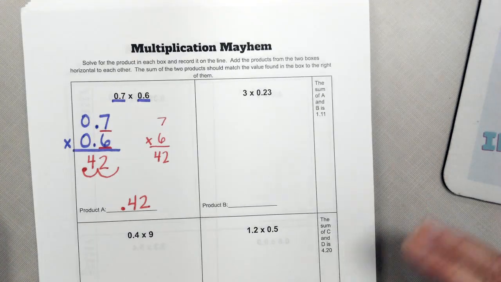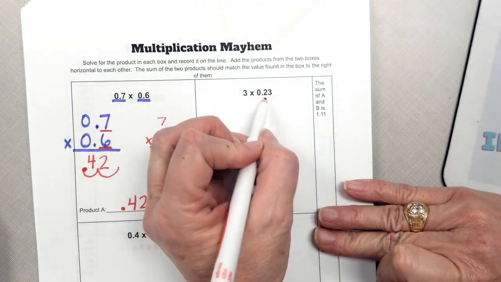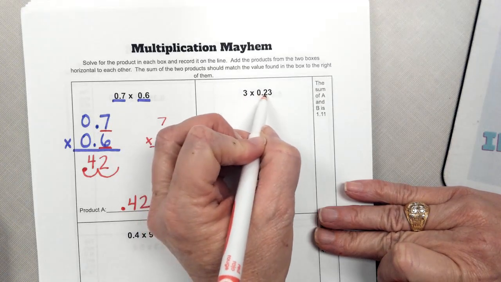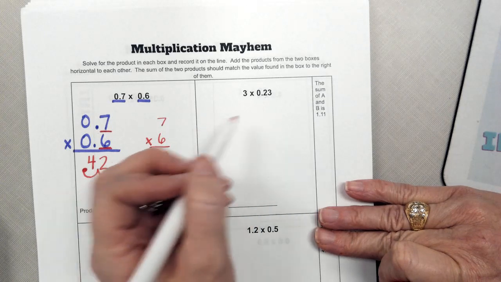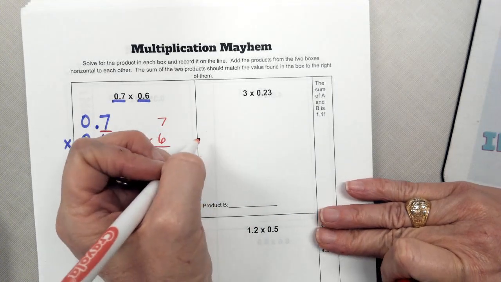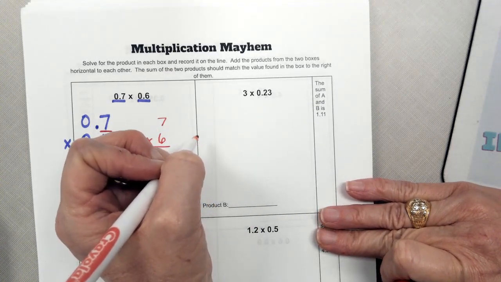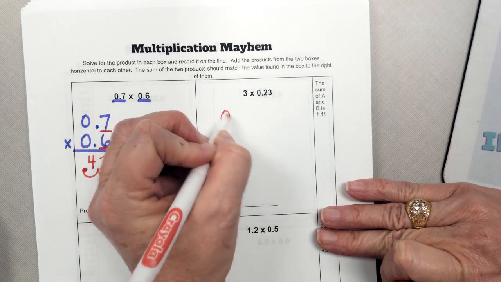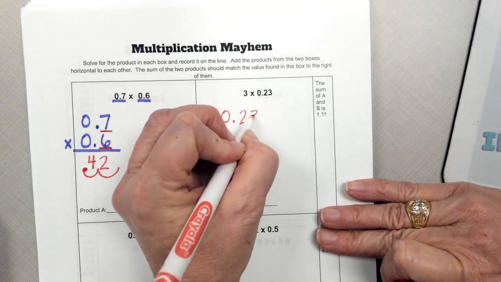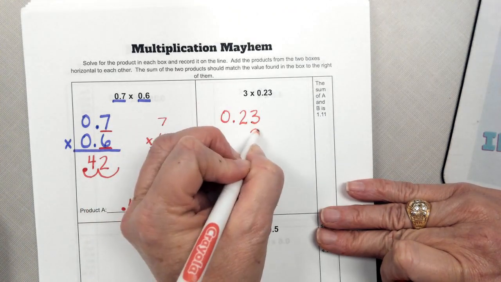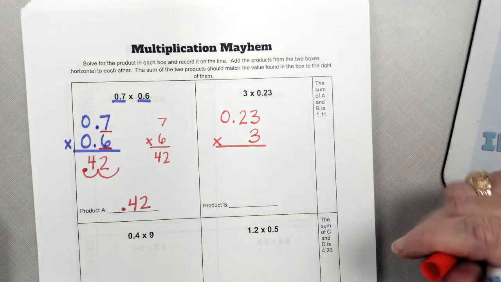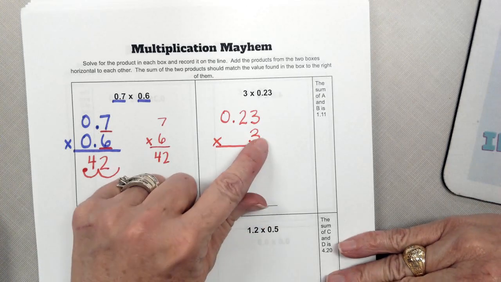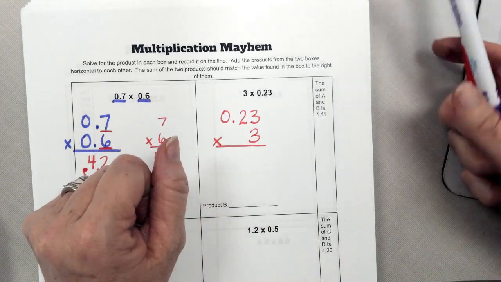Alright, I'm going to move over here to product B. So we have 3 groups of 23 hundredths. Whenever I'm multiplying and I like to do it vertically, I always put the number with more digits on top. So I have 23 hundredths, and I'm multiplying that 3 times. Basically, I'm multiplying like the decimal isn't even there.